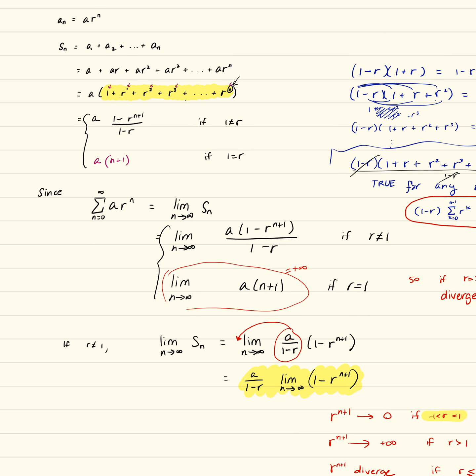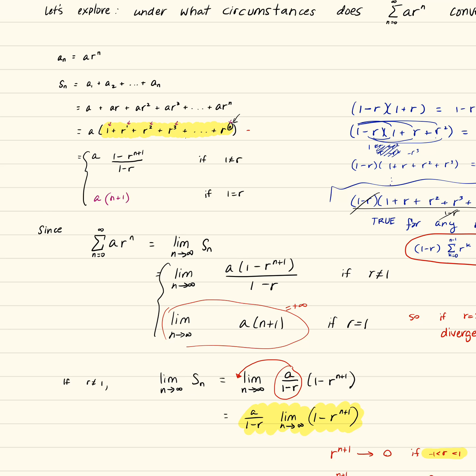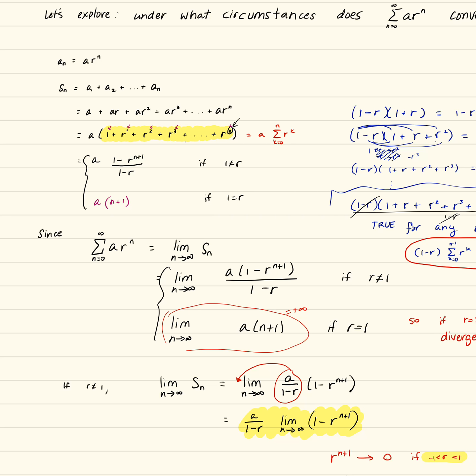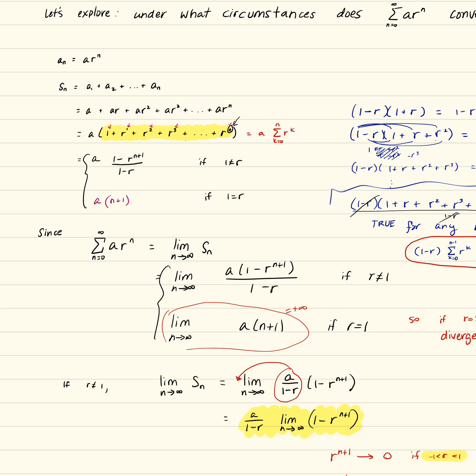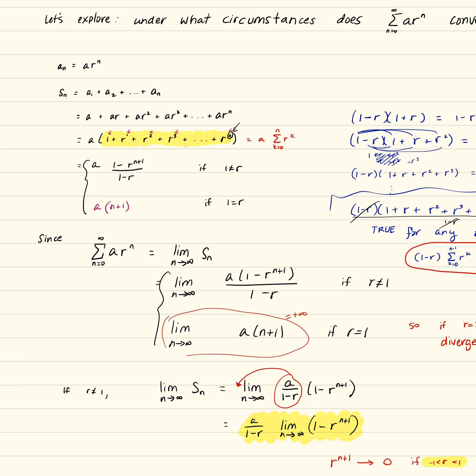Now, we're going to use this because this is our S sub n, the sum of r to the k from 0 to n, right? And looking at this formula, we have two cases. If r is equal to 1, then this just ends up being a times n plus 1, because we've got 1 plus 1 plus 1 plus 1 all the way up to plus 1. And we have n plus 1 ones.